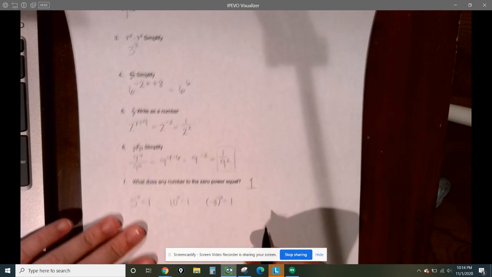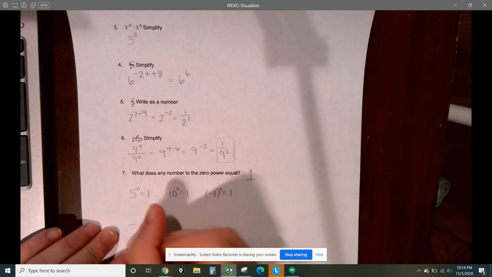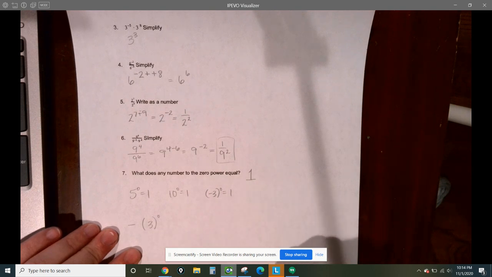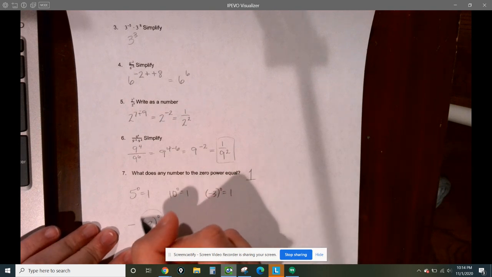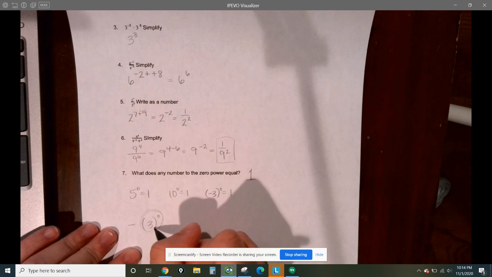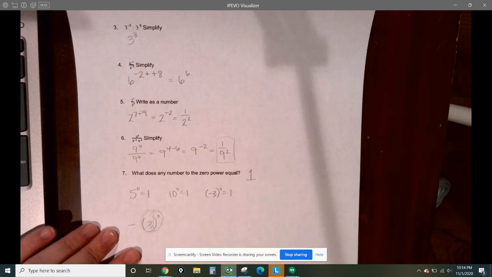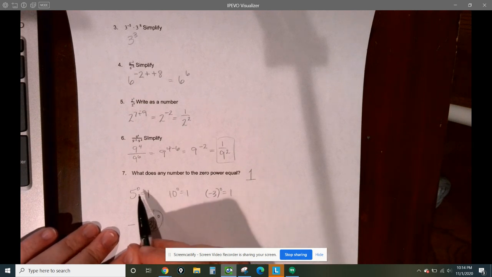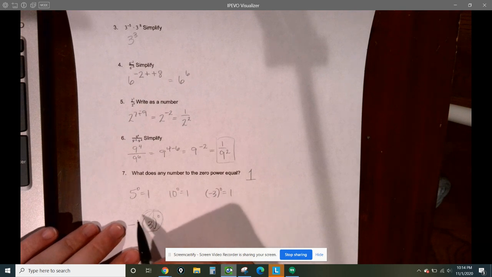Don't be tricked, however. If the negative is on the outside, so something like this, negative and then 3 to the 0 power, well, the 3 to the 0 power part is 1. But if the negative's here on the outside, that answer would be negative 1. I don't think they give you a question like that here, but everything to the 0 power is 1, unless they throw this negative way outside of the problem. So don't be tricked by that.